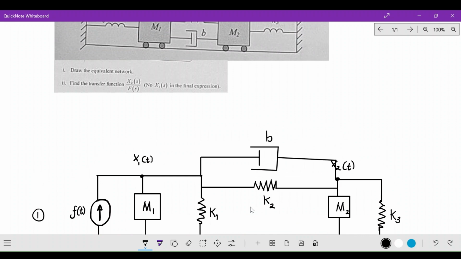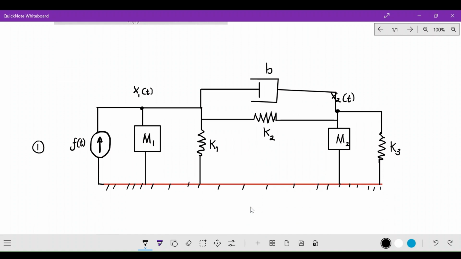Now we go to part number 2. What's part number 2 saying? Find the transfer function, which is X2 of s divided by F of s, the Laplace of x2 of t divided by the Laplace of f of t. For us to do that, since we have two different displacements, we are going to have two different equations, two systems of equations: one taken from node number 1, and another taken from node number 2.